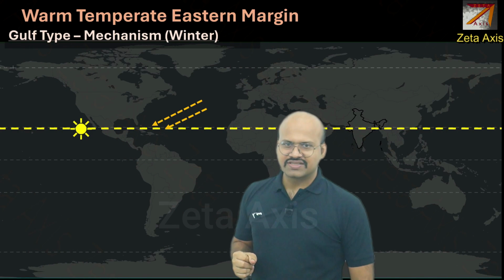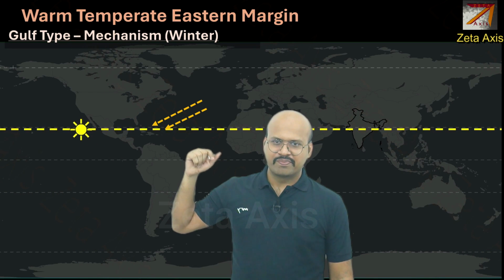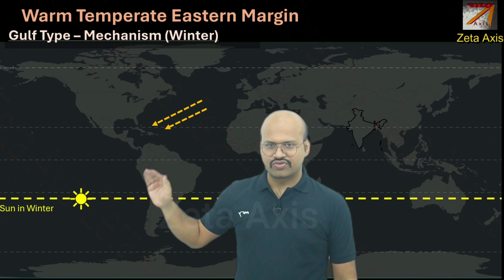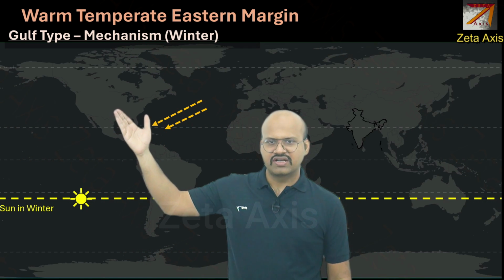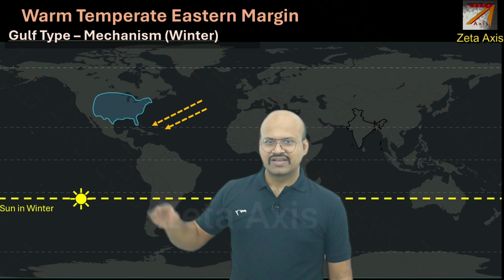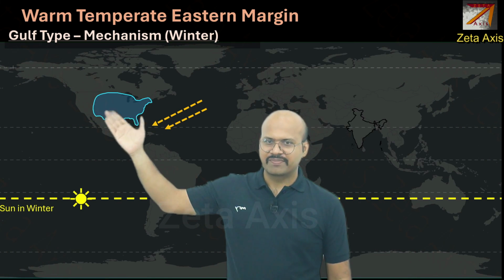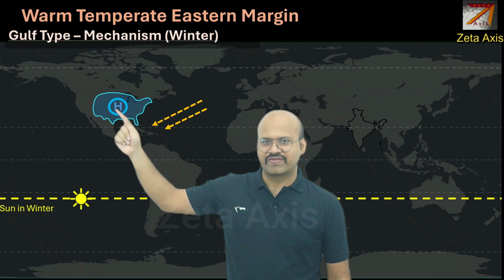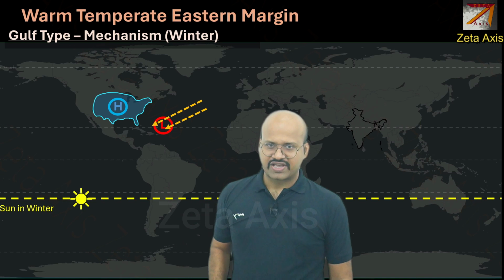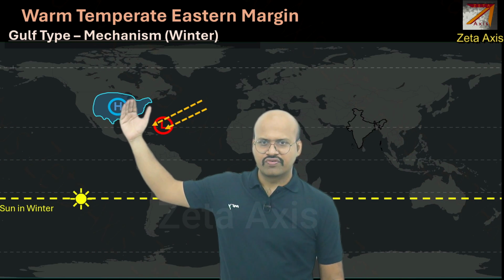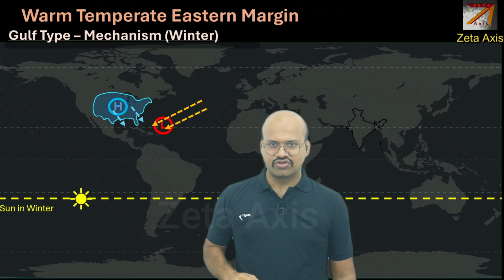Now here we can see that in the summer the sun is over the Tropic of Cancer, but as the winter comes it will move towards the Tropic of Capricorn. There will be cooling of the land over here, and we can see that these regions of USA have been cooled down, the temperature has reduced and a high pressure region develops over here. The sea, which is warmer, will develop a low pressure region, and therefore winds will blow from the continental interior towards the ocean, as you can see over here.